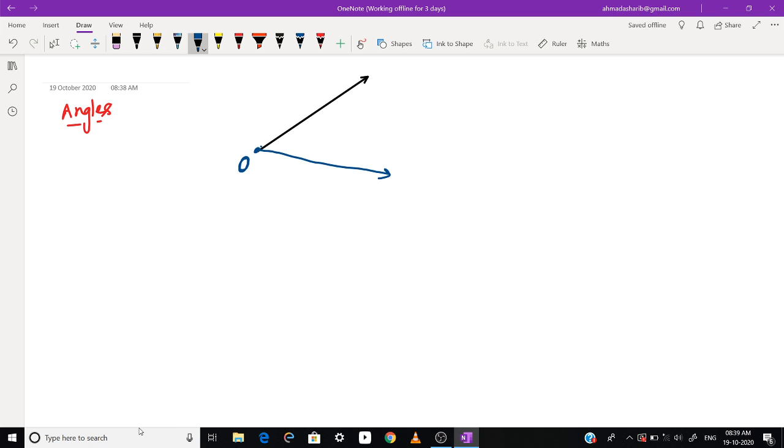So when two rays meet each other at a point, then an angle is formed. This is called an angle, which I have shaded. We also think of an angle as formed by the rotation of a ray about its endpoint. The unit of measuring an angle is degree. So we always measure an angle in degrees, for example 60 degrees or 70 degrees. The symbol for the word angle is this.